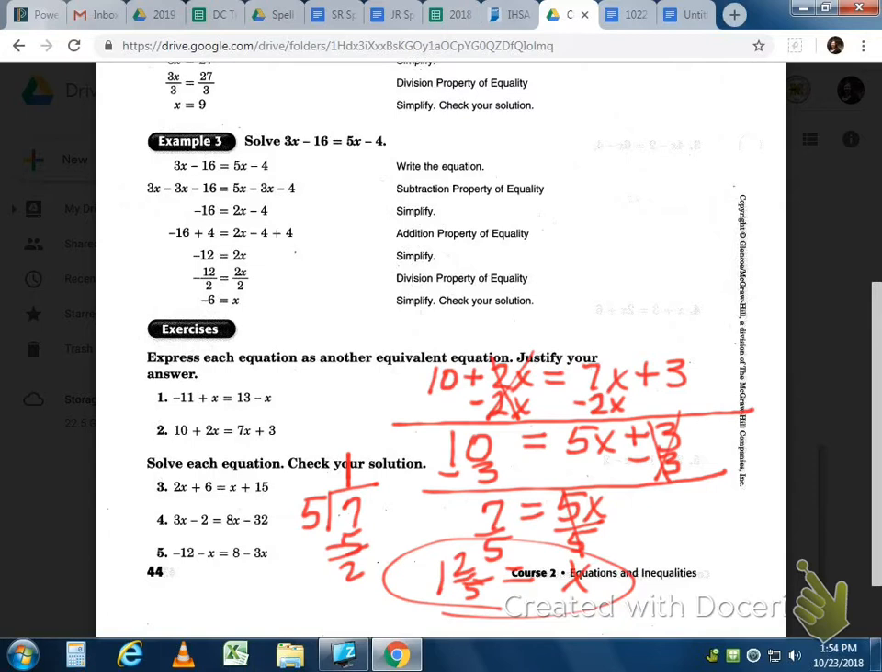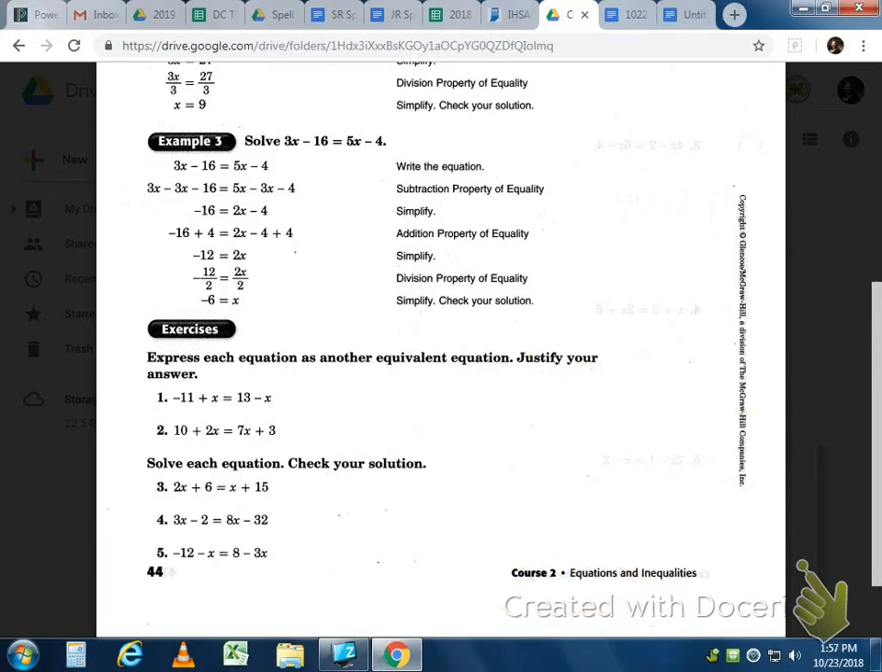Questions about that? I know it's something completely different you haven't done, but you follow the same steps every time. You move the smallest variable first, then your two-step equation would follow from that. Move your number to the other side and divide. Questions about that problem? All right, let's look at number 3.